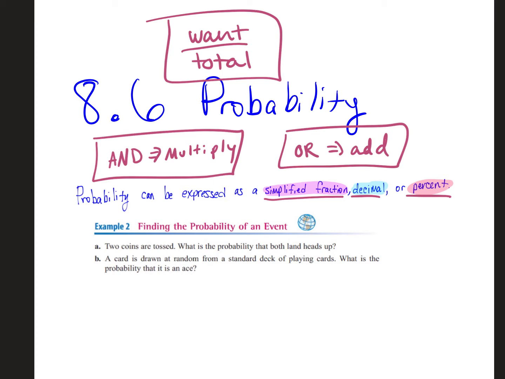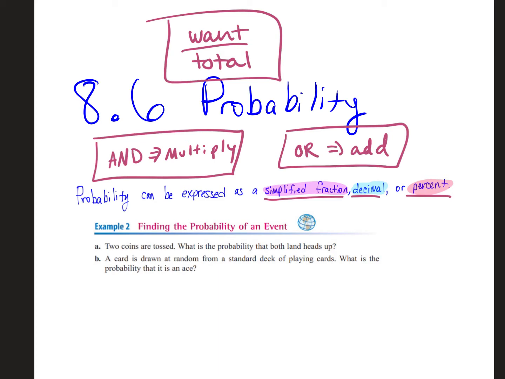So if a quiz or test was multiple choice, just look at your answer choices. If you had 1/4, you know that is 0.25 or 25%. So just see whatever your answer choices are in, you may have to give your answer in a different way. The probability can be expressed these three ways.